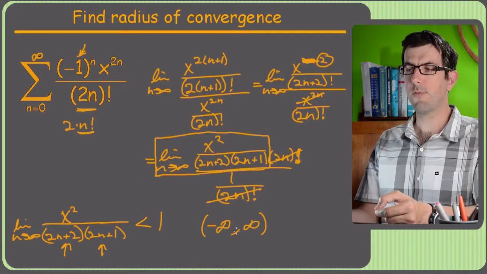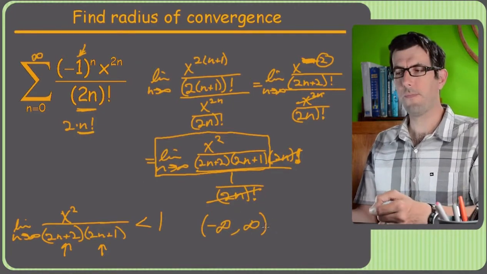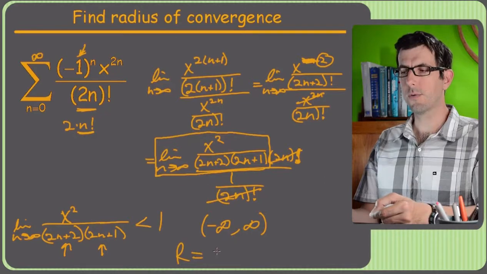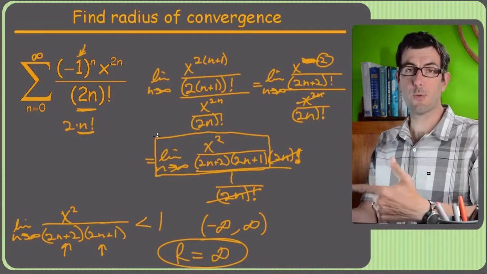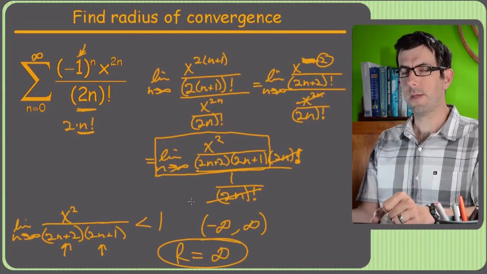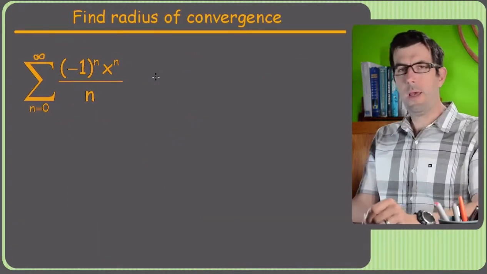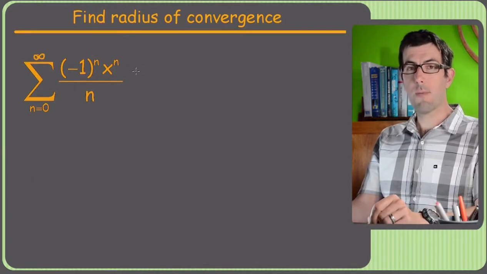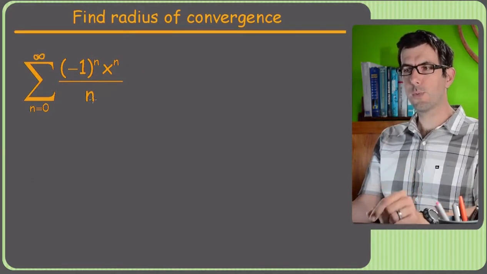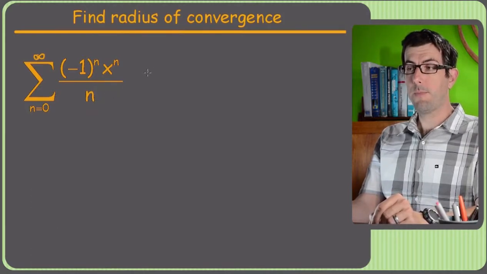So the interval of convergence is negative infinity to infinity, or another way of saying that is that r equals infinity. The radius equals infinity because no matter how far you go to the right or left, the thing will converge. All right, so here's another one, which appears to be pretty much the harmonic series with a tweak because we have n to the first power downstairs, but let's take a crack.